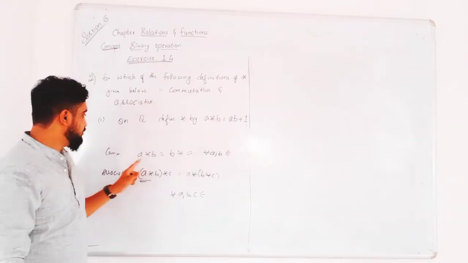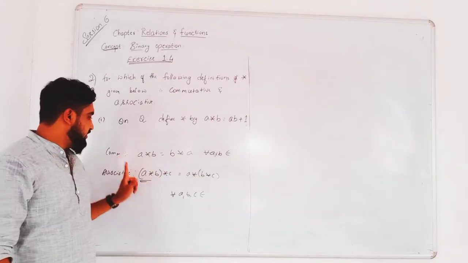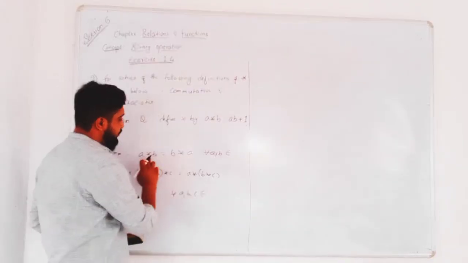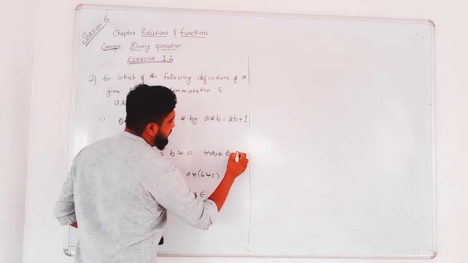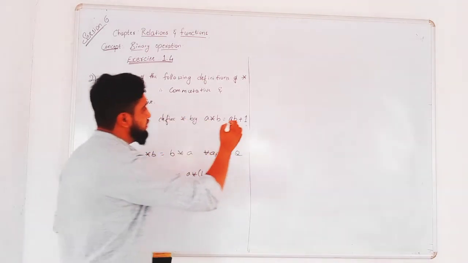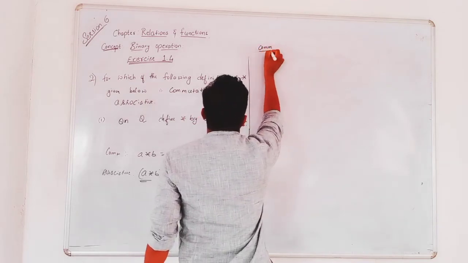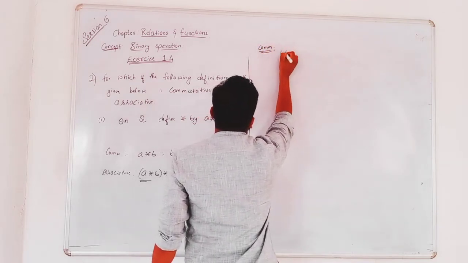Now I have to check whether this star with this definition is commutative and associative or not. So here I have to prove that A star B is equal to B star A for all A, B belonging to Q. Here A, B, C belong to Q. So let me take one by one. Let me take commutative first. So for commutative I am choosing 2 numbers.